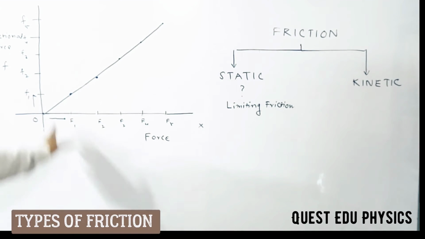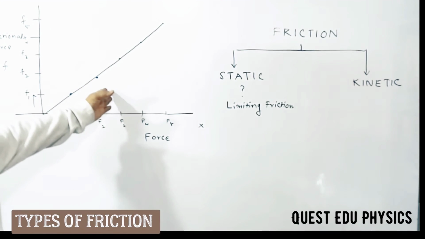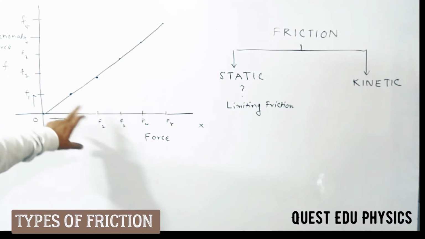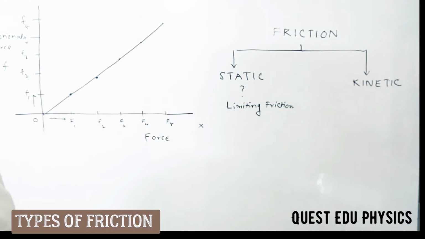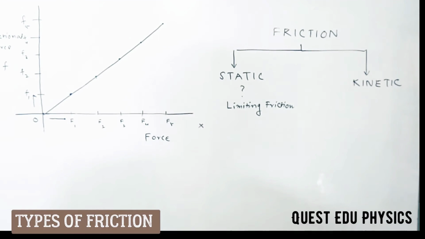It appears to be a straight line which is passing through the origin. Okay, it is a straight line which is passing through the origin, and here it's making an angle of 45 degrees. What does it mean? They have the linear relation. If one increases, automatically the second also increases.